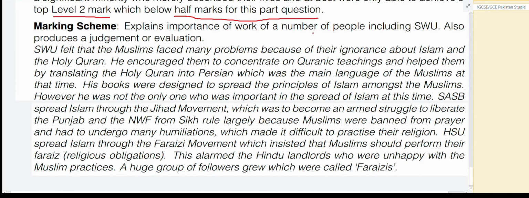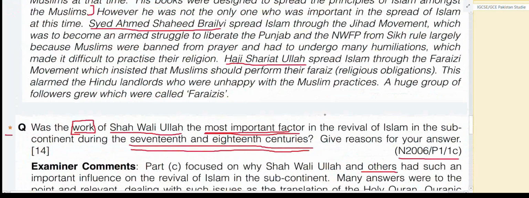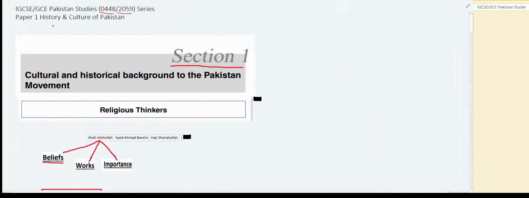The marking scheme is the same, right? Explains importance of work of a number of people including Shah Waliullah, also produces a judgment or evaluation, right? So we are done with the 4 marks, 7 marks, 14 marks questions regarding Shah Waliullah only, in the last 18 years past papers, right? I hope everything is clear. These were only tips on how to answer questions, right? And it is very important to read the question very carefully before answering the question.